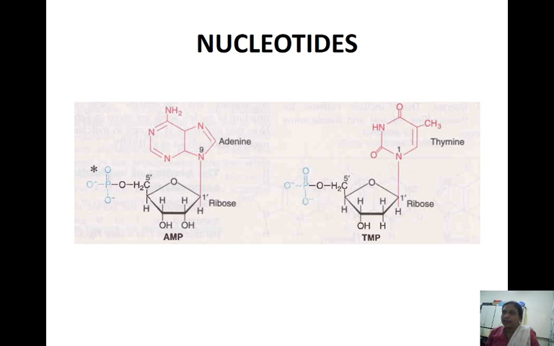Here the sugar is ribose. The ribose is attached to the nitrogen base thymine by a beta N-glycosidic linkage, which connects N1 of the thymine to the 1 prime carbon of the ribose sugar. The OH group on the 5 prime carbon of the ribose sugar is esterified with phosphoric acid to form a mononucleotide, thymidine monophosphate.